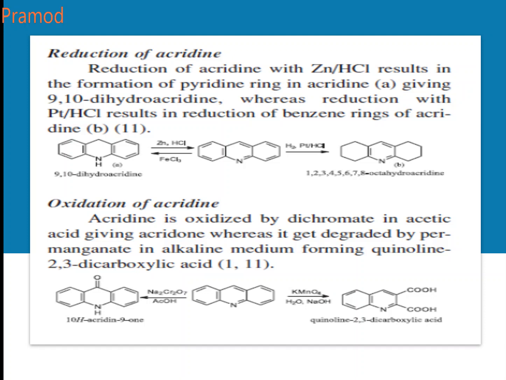Oxidation. When you oxidize with sodium chromate, you get 10-H-acridone, that is 10-H-acridinone. So a carbonyl group gets introduced at the ninth position. And when you do the same reaction in alkaline KMnO4, you get quinoline-2,3-dicarboxylic acid. So see the condition: in acidic condition, with sodium chromate, you get your acridone, whereas in basic condition, your benzene ring gets converted into quinoline-2,3-dicarboxylic acid. So this is the oxidation product of your acridine.